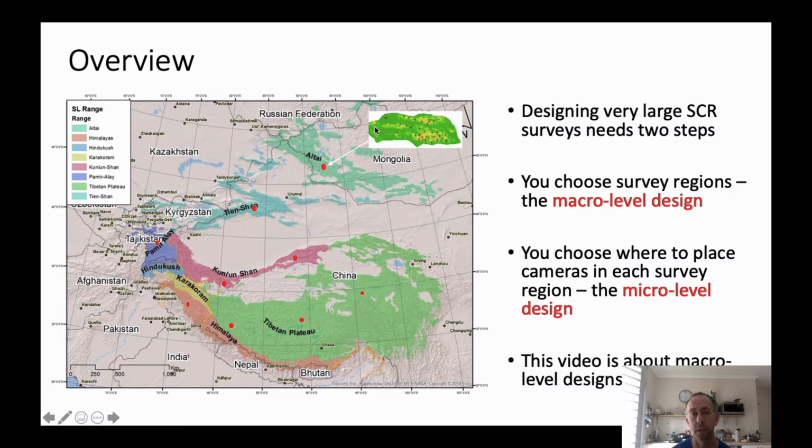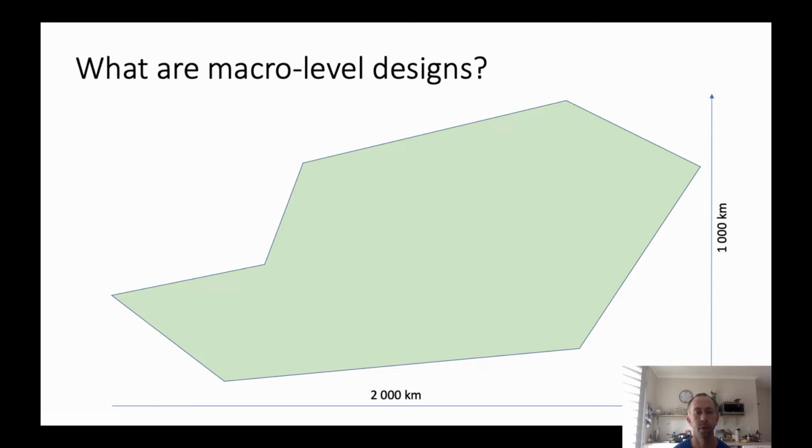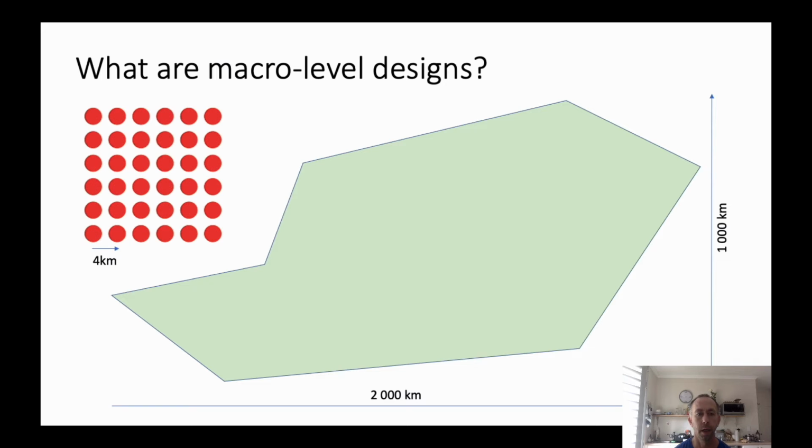So a second level decision is within each of these survey regions where we're going to put our camera traps. That's the micro level survey design decision. This video is about macro level survey design. So just to reiterate, with macro level survey design, we've got a large survey area, and our basic decision is where we're going to go and put camera trap arrays, rather than individual camera traps.